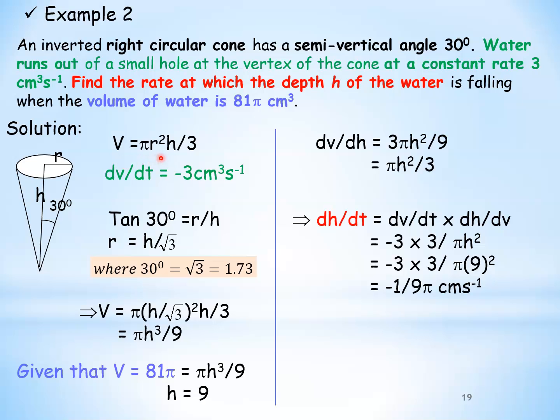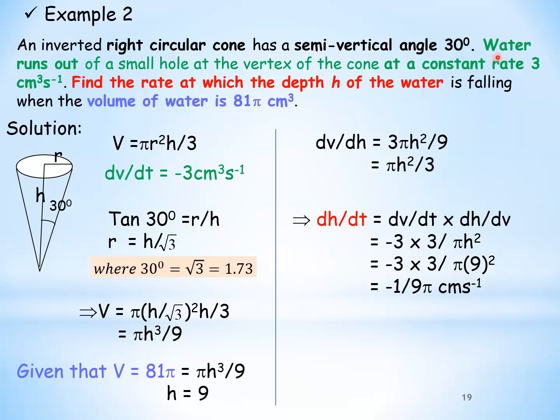Okay, volume for cone, if you don't remember, you can Google it. Volume for cone equal to pi r square h over 3. Now you have V, you have R, okay, so you have this one. Now you have dV over dt. How do I get this dV over dt here?